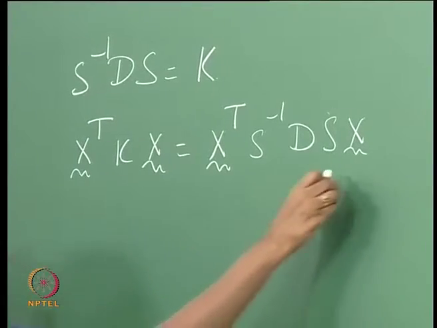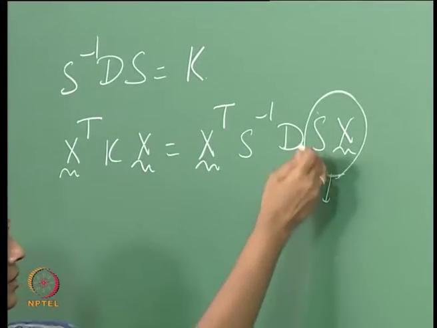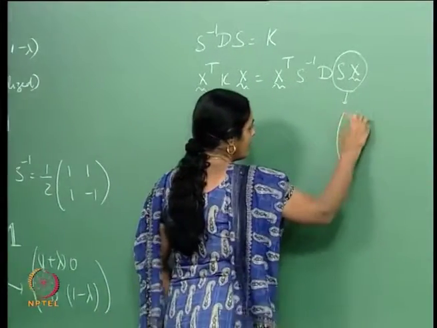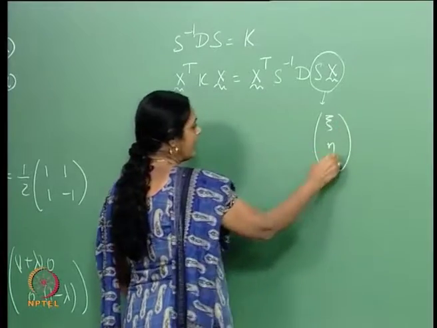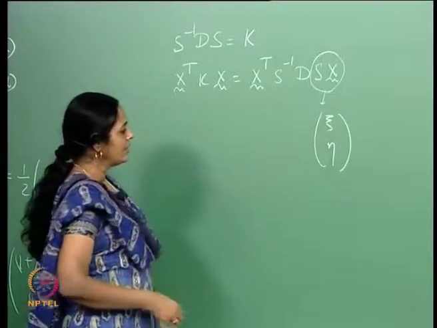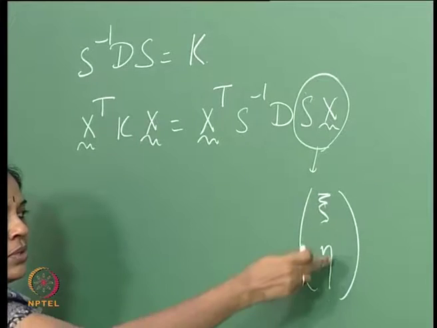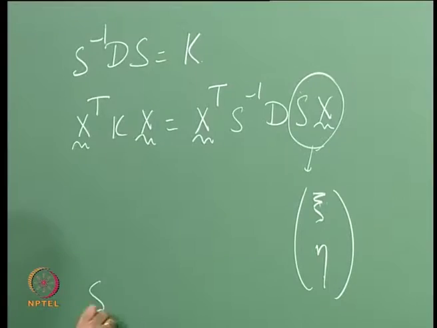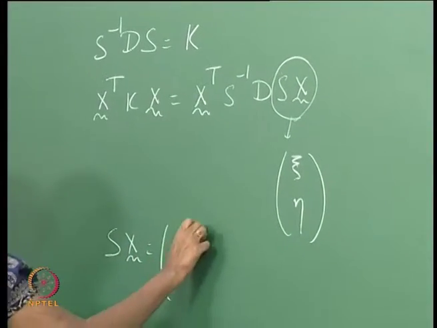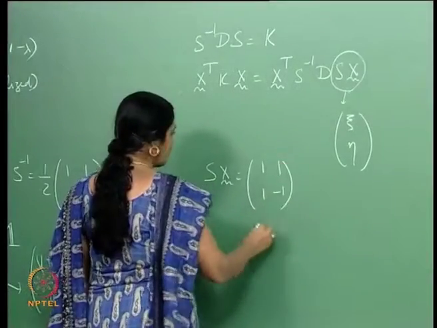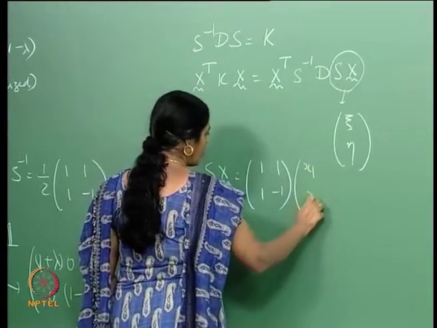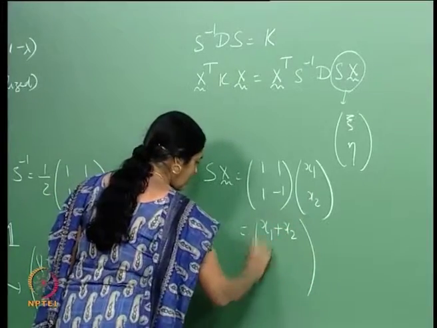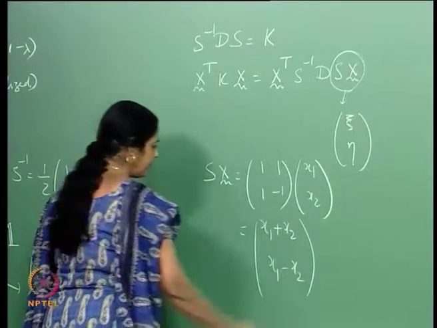It is evident that these should be the new vectors. I'll call them zeta, eta, the new coordinates. Like I wrote x1 and x2, I am now writing zeta and eta here. So what is S x? S x is (1, 1; 1, minus 1) acting on x1, x2, and that just gives me x1 plus x2, x1 minus x2.